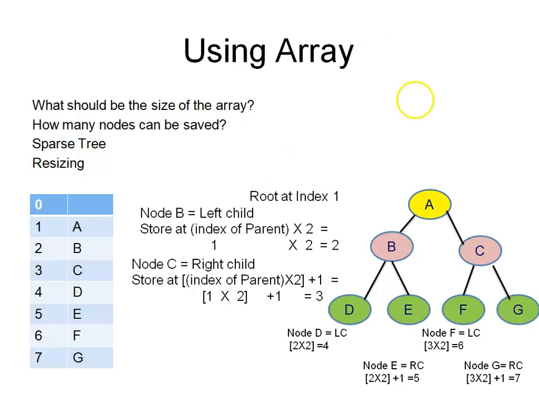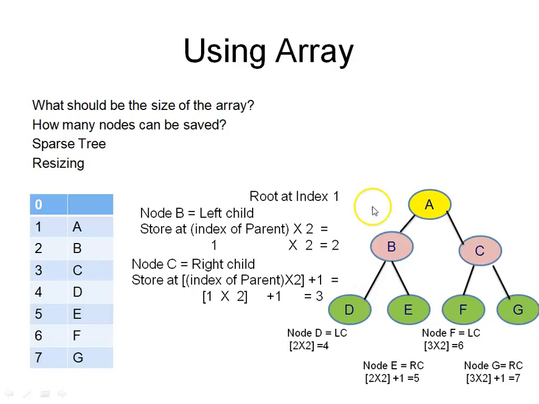Now the question arises, how many spaces should I have in order to store a tree? In this tree the height of the tree is 2. How have we arrived at this height? The root is at depth 0. Then B and C are at depth 1. And D, E, F, G are at a depth of 2. Whatever is the maximum depth of the tree, that is the height of the tree. So the height of the tree is 2.